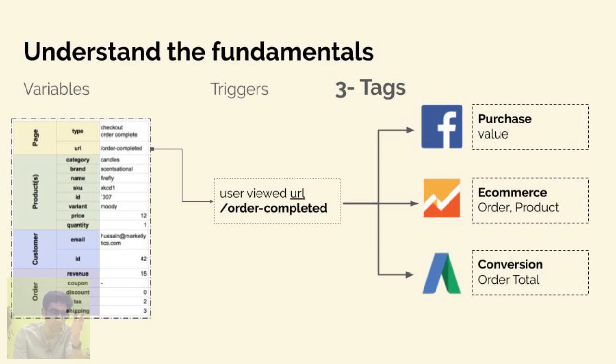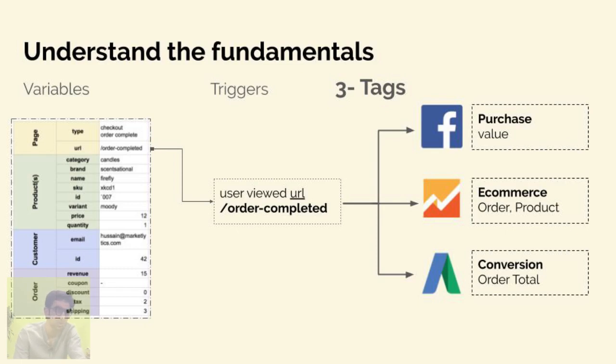Cool. And you can see an example of this here, where we have a bunch of data which is validated based on a rule on the order completed page. So whenever the page is order completed, it would send information to Facebook, e-commerce and AdWords, and to each of them it's named differently, but you're effectively sending the revenue amount for the order to each of these platforms. Cool. So that's additionally the fundamentals, right?